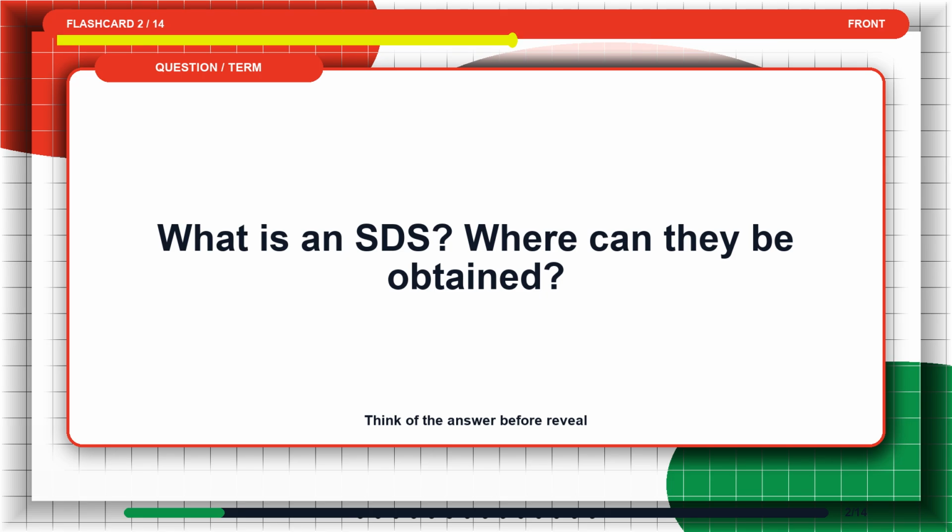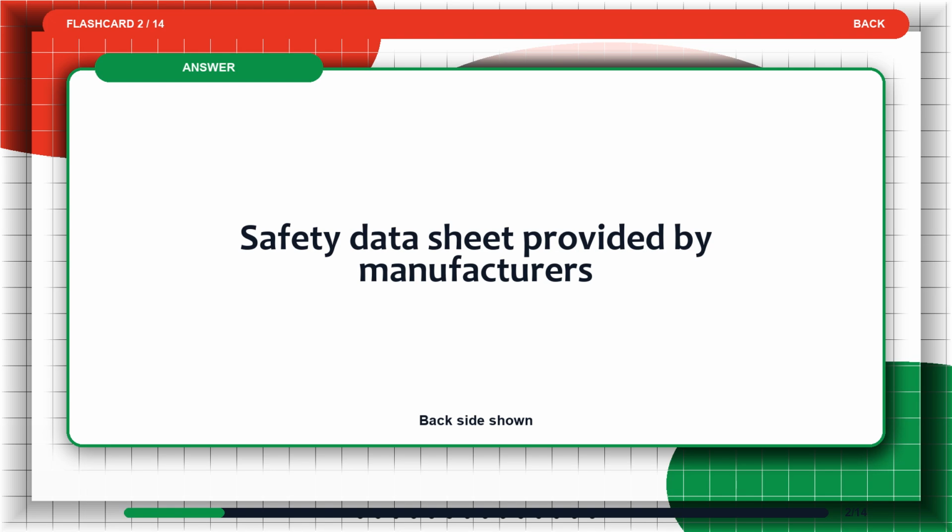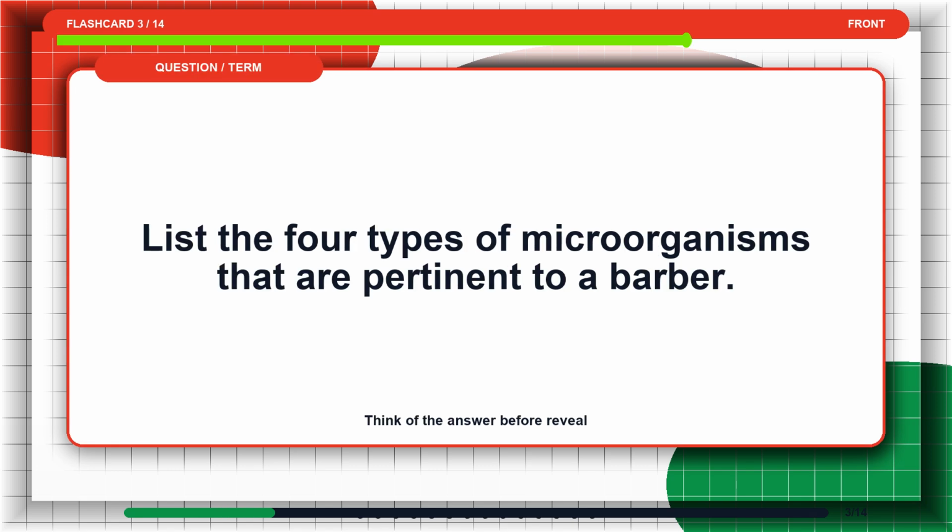Flashcard 2. What is an SDS? Where can they be obtained? Pause and think of the answer before the reveal. The answer is, safety data sheet provided by manufacturers. Flashcard 3. List the 4 types of microorganisms that are pertinent to a barber.